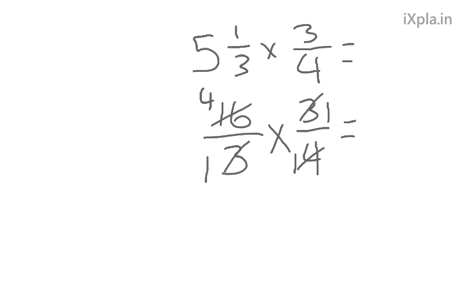Now we can multiply across. 4 times 1 is 4. 1 times 1 is 1. And 4 over 1, that's an improper fraction. We've got to make our answers proper. When we do, we get 4.